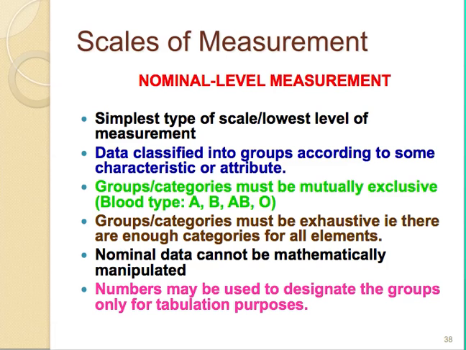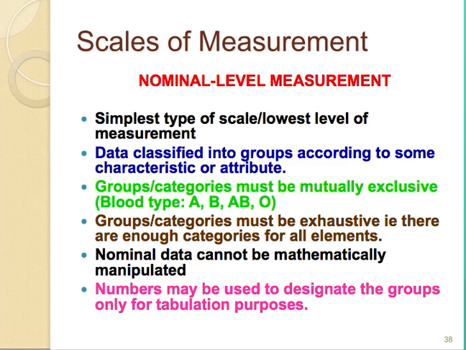Now, the nominal level is the simplest or the lowest level of measurement. Nominal really comes from the word name, right? So the data are classified into groups according to some name, according to some characteristic or some attribute. For example, your blood type, A, B, AB, or O, right? So you're classified into these different groups, and these groups are distinct and separate from each other.